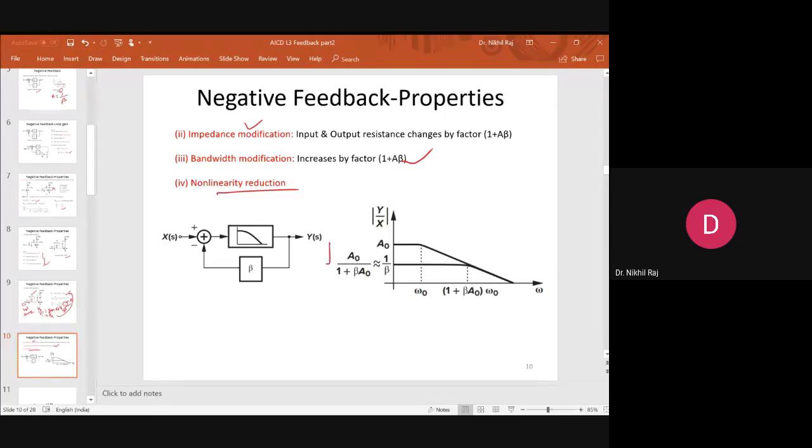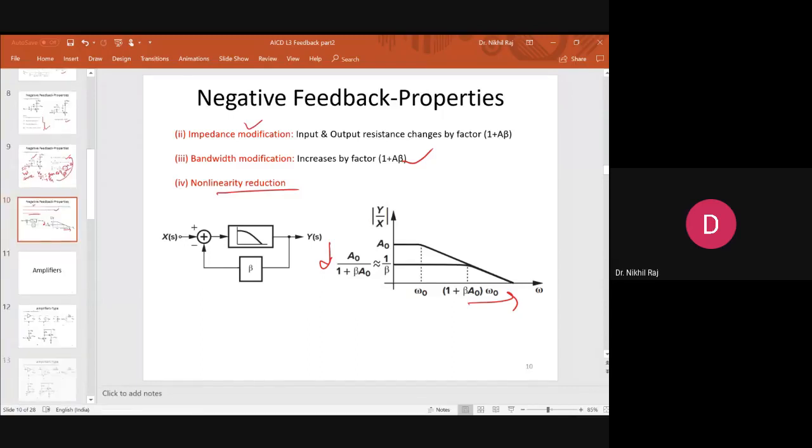We have seen that A naught decreases by A naught by 1 plus a beta, and with the same ratio the bandwidth increases. That's why in an op-amp we say that our gain bandwidth product is always constant. Gain bandwidth product is always constant. If we reduce the gain, we increase the bandwidth.